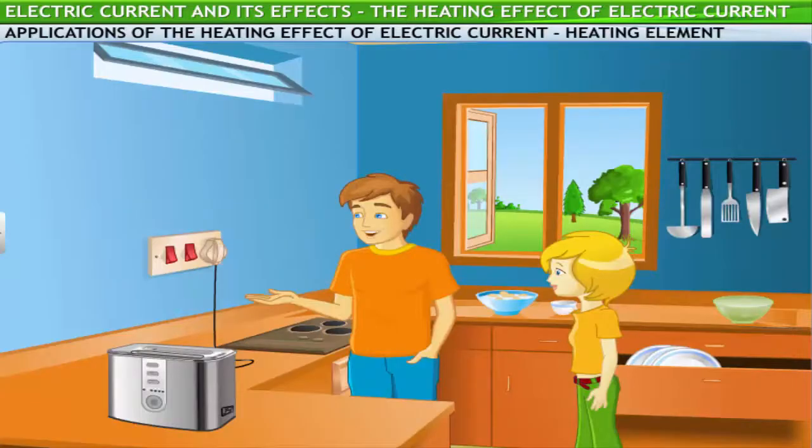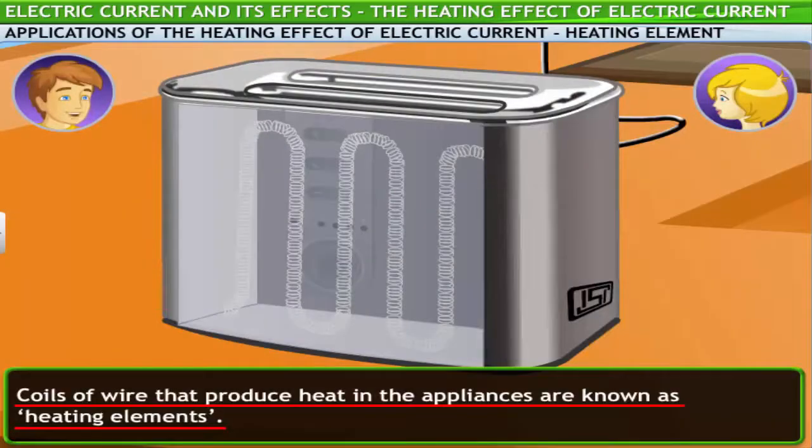Take a look at this toaster. After I switch it on, the coils of wire inside the toaster turn to a bright orange-red color, as if they are on fire. This is because of the huge amount of heat being produced. Such coils of wire in the appliances are known as heating elements.